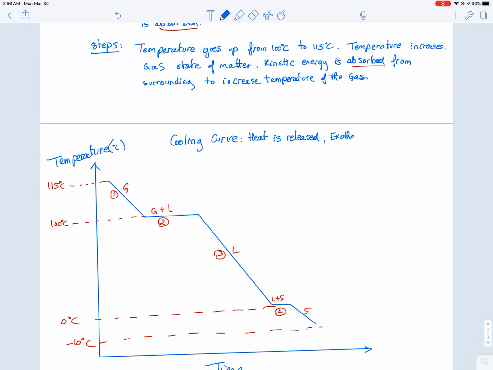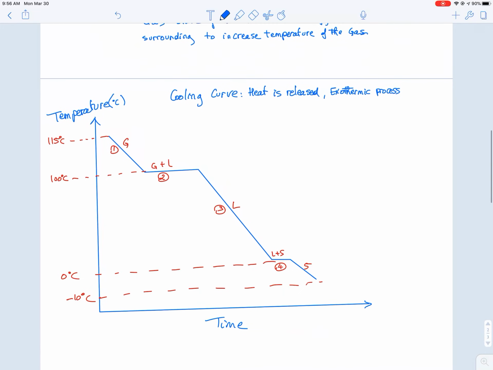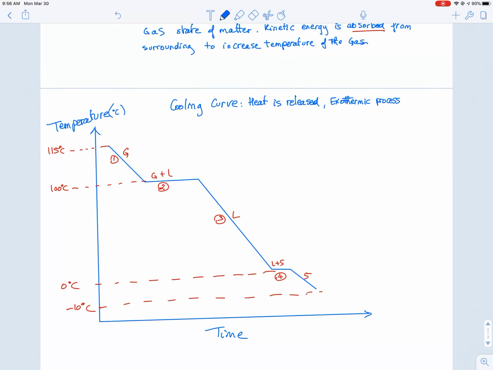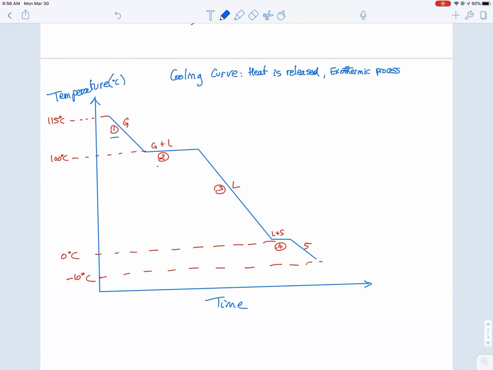Exo means exit or leave. Okay, and thermic again, heat. So heat is leaving or heat is being released. Okay, so it's very important to understand that heating is absorbed and that cooling is being released. You can actually do an exercise and try to describe each and every one of these steps, just like what we did up there with the heating curve. You can absolutely do that. Okay, so that would be a great exercise for you to do. All right.